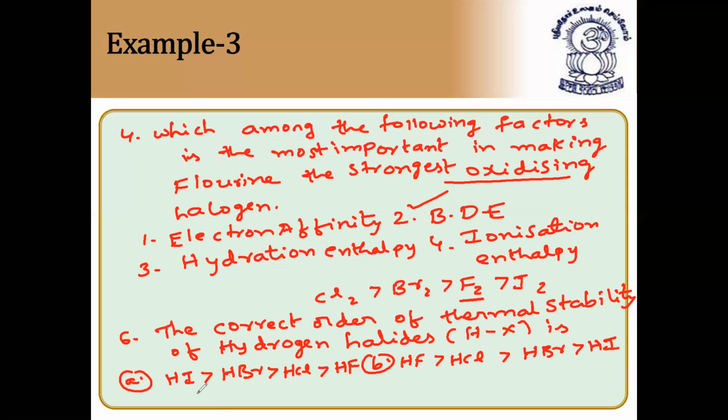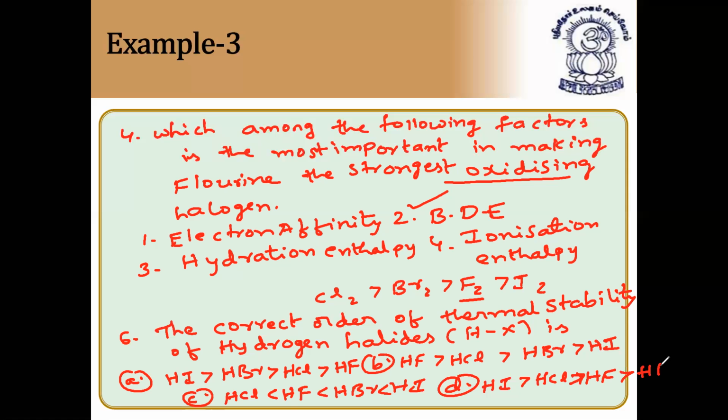Third option: hydrogen chloride less than hydrogen fluoride, less than hydrogen bromide, less than hydrogen iodide. And fourth option finally: hydrogen iodide greater than hydrogen chloride, greater than hydrogen fluoride, greater than hydrogen bromide. So these are the four options we have. So let's just think about the answer.